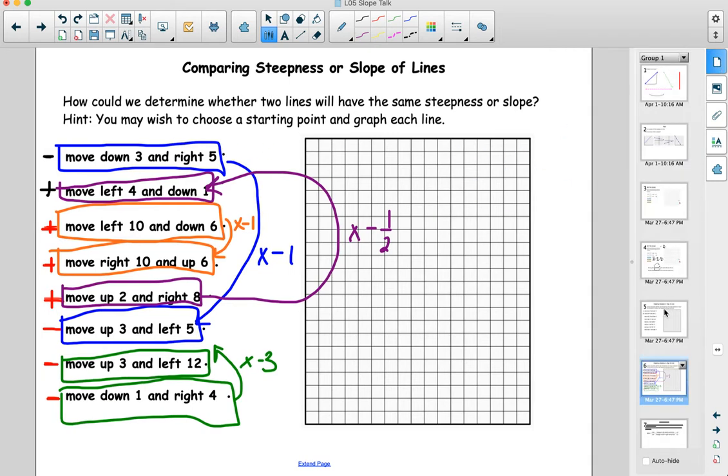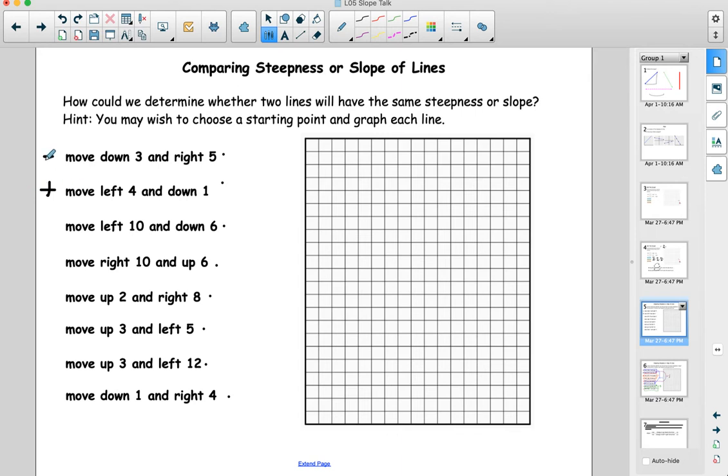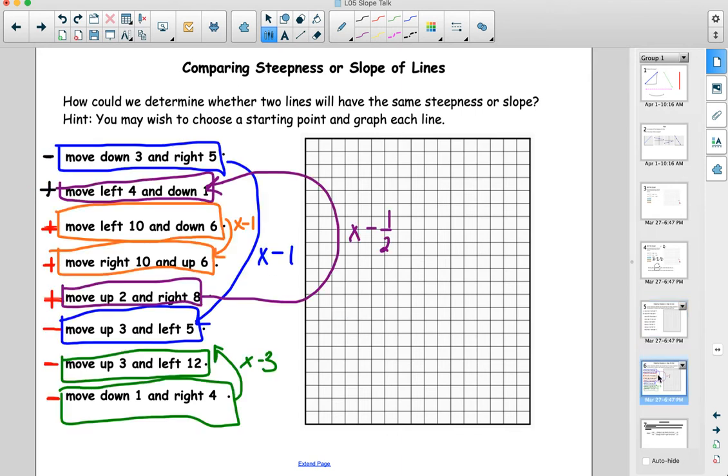Initially I had suggested we start by listing the correlation, and I had suggested you match together the ones that have the same correlation. So left and down would have positive correlation, right and up is positive correlation, up and right is positive correlation, up and left would be negative correlation, up and left would be negative correlation, and down and right would be negative correlation.